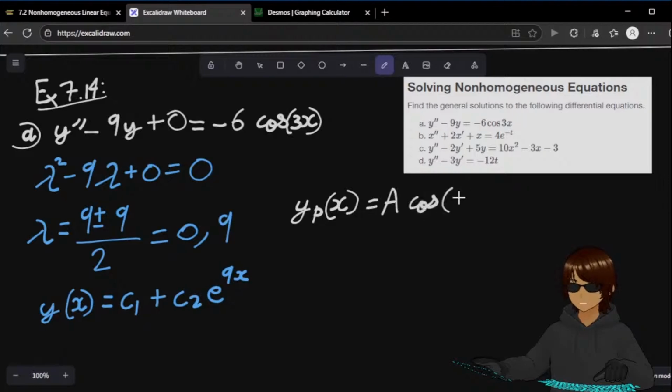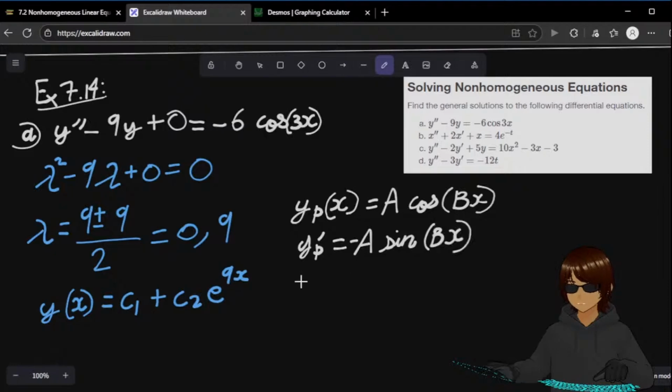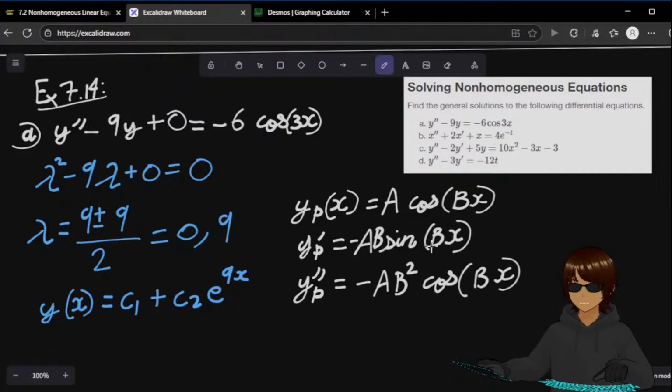cos bx. The derivative is minus a sin bx. The double derivative is, no, I have to, well, I forgot the inside. So minus a b squared cos bx, the derivative of the outside and the derivative of the inside.